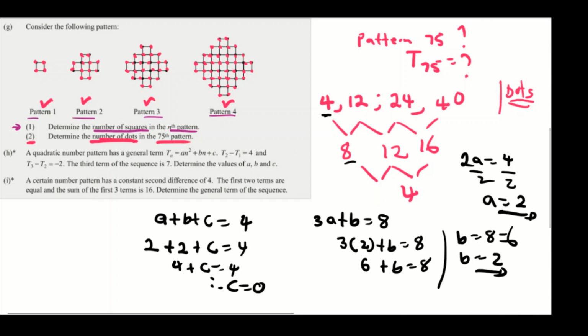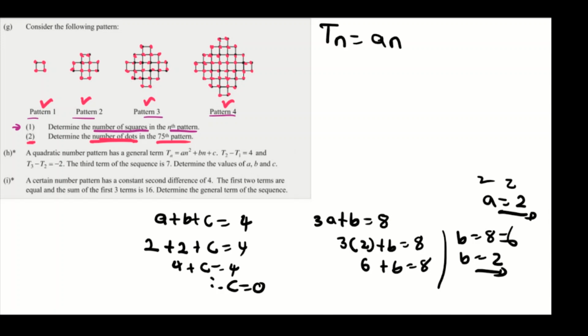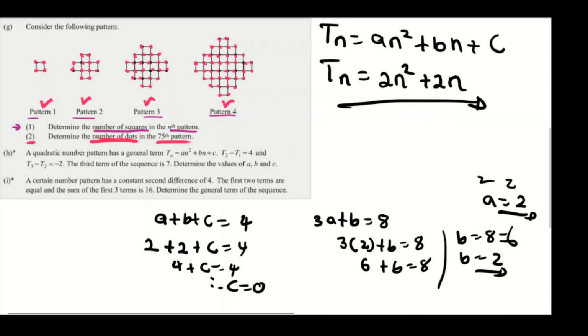So to find the general term of the sequence, we say Tn is equal to an squared plus bn plus c. Tn is equal to our a value, which is 2, so it's 2n squared, and then our b value, which is 2, so plus 2n, and our c is 0. So this is your Tn.